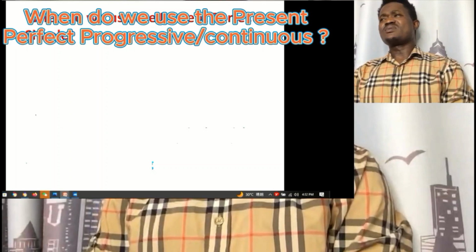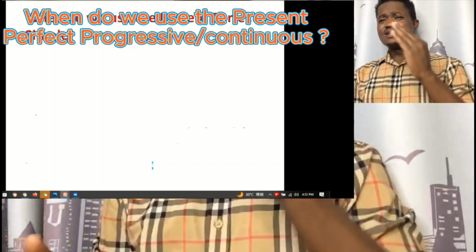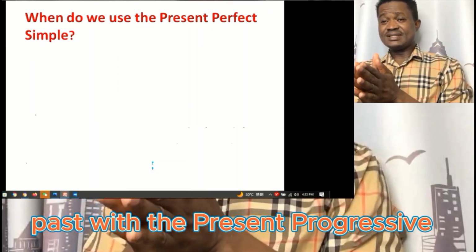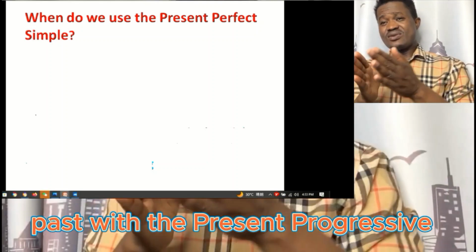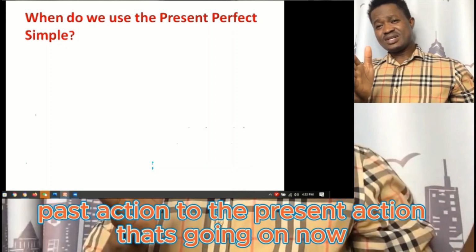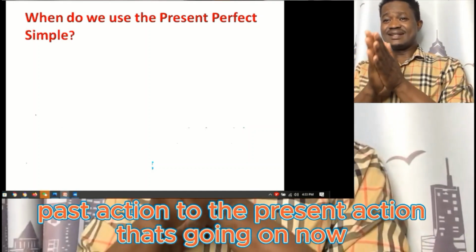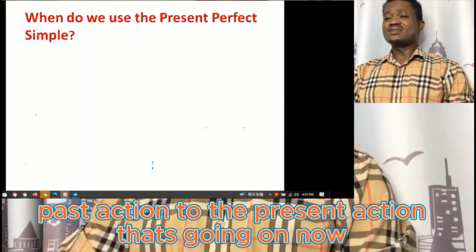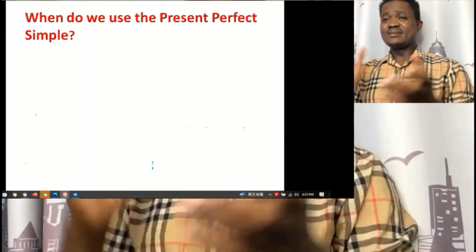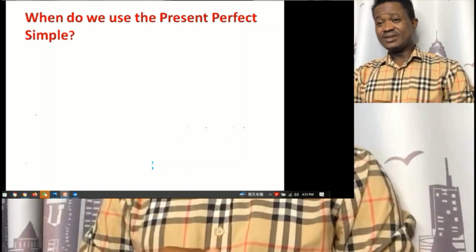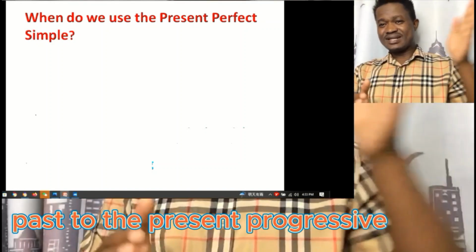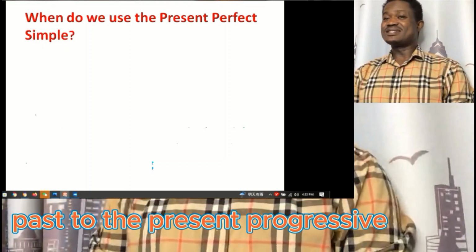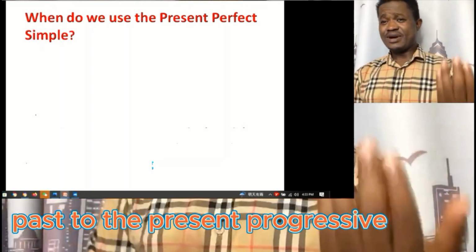When we are talking about present perfect progressive, this one connects the past with the present progressive. So it connects the past action to the present action that is going on now. So that is one of the tenses. Let's see how we use this present perfect progressive. It's just like talking about the past, connecting the past to the present progressive. That is the simple way to understand the definition of present perfect progressive.